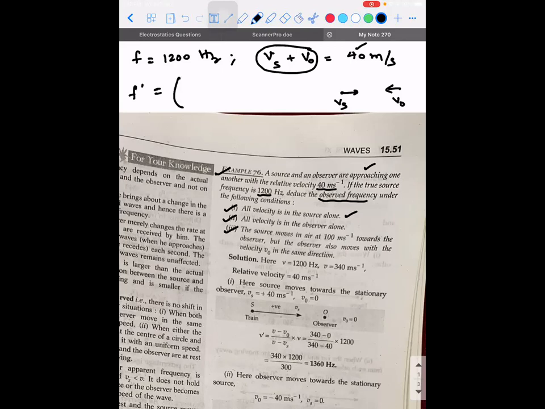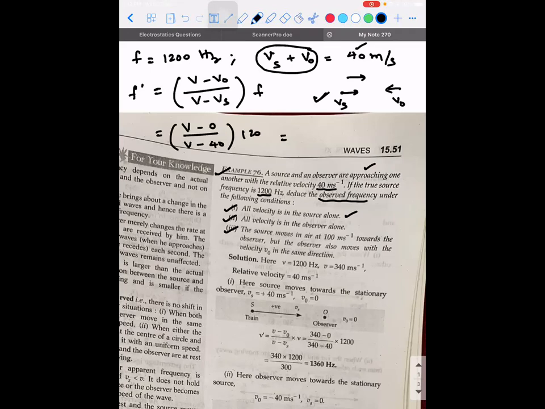So, f dash is (V minus V0) divided by (V minus Vs) into f. So, V minus 0 divided by V minus the source. See, the velocity of the source is taken as positive because anything in the rightward direction is positive. V minus, what is the value of Vs? It is 40 multiplied with 120. Okay. So, V is how much?